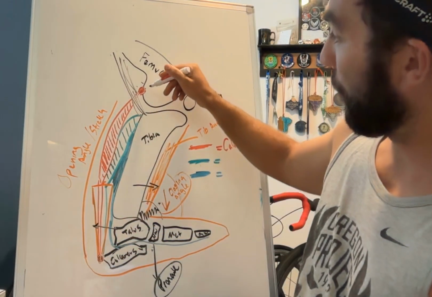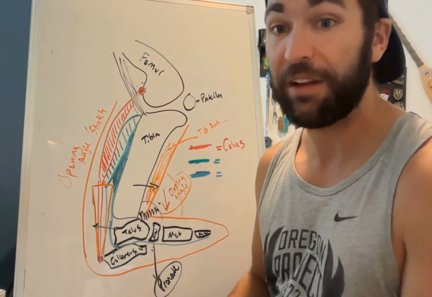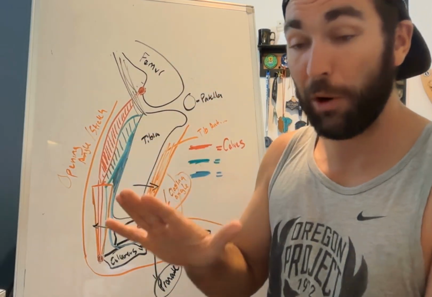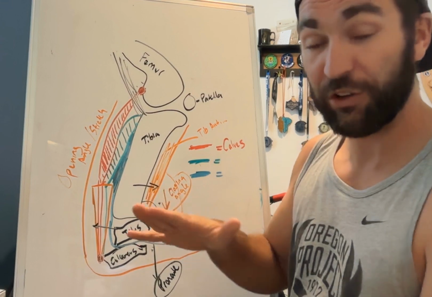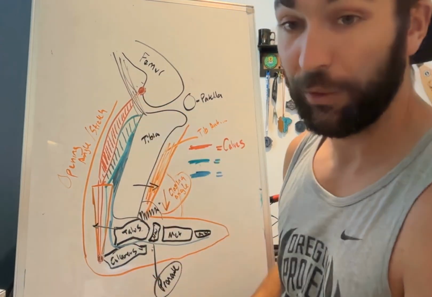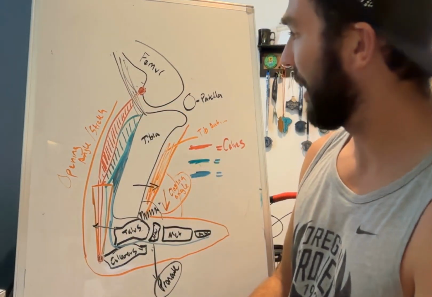So the calves blend into the Achilles tendon and attach right at the backside of the calcaneus. But the reason why it's important to note that they cross the femur is because that means the femur, and when that bone moves, whether that's through flexion or extension, is going to influence the calves. So we'll see how that comes up in a second.